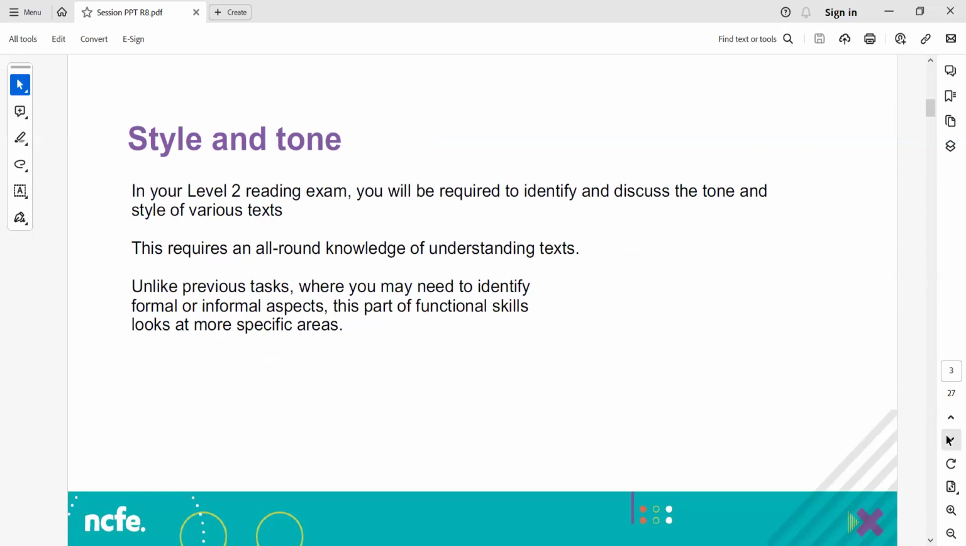So style and tone. In your level 2 reading exam, you'll be required to identify and discuss the tone and style of various texts. So this requires an all-round knowledge of understanding texts. Unlike previous tasks where you may need to identify formal or informal aspects, this part of functional skills looks at more specific areas.